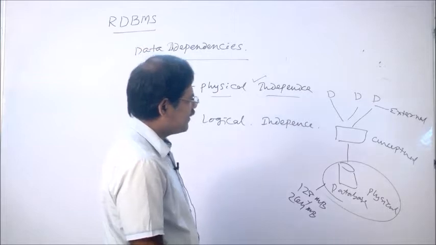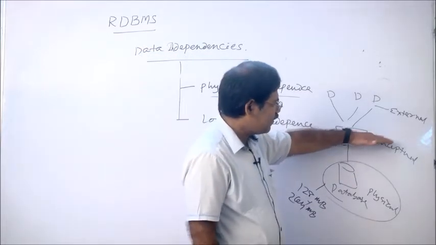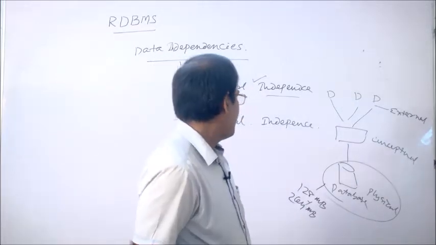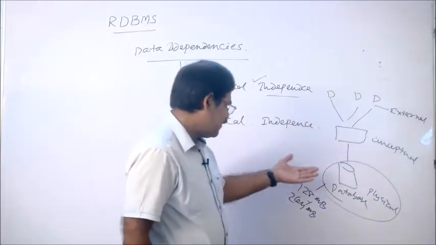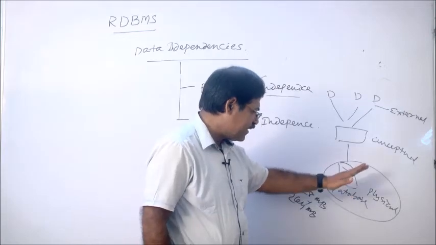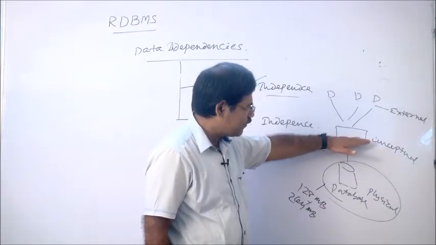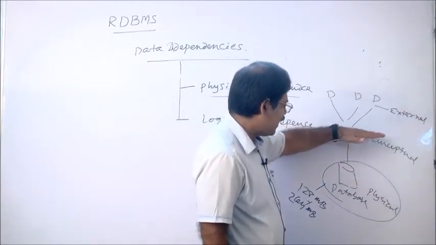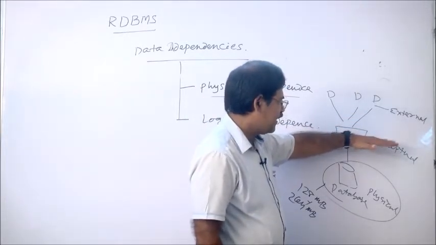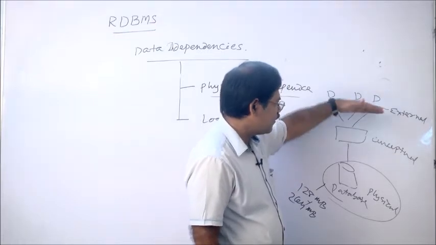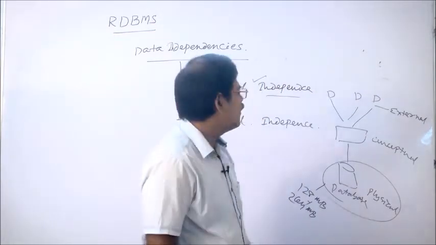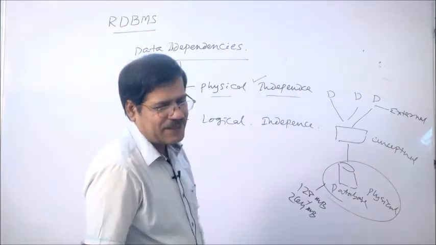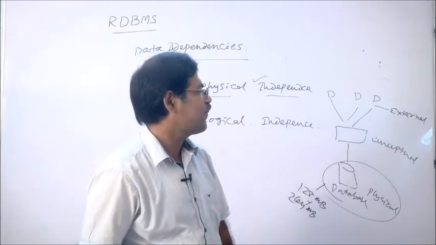Logical independence means if you change in the conceptual level, no need to change in the upper levels. So that is called logical independence. Physical independence means if you change anything in the physical medium, no need to change in upper levels. Similarly, logical independence means if you change in the logical medium, logical means conceptual view, if you change in this level, no need to change in upper levels. So this is called logical data independence. Logical data independence, physical data independence.